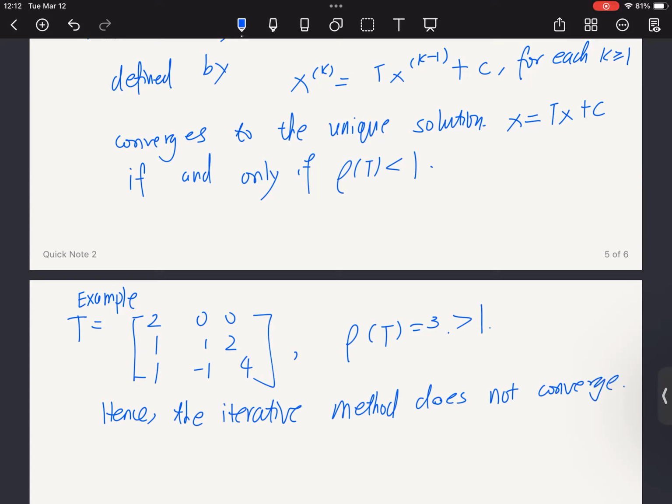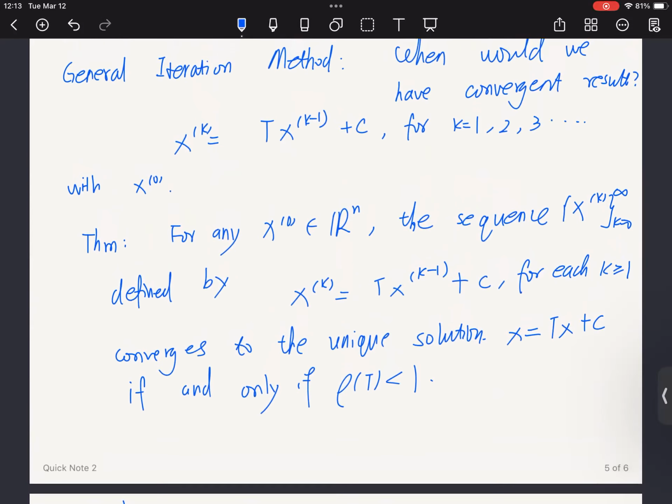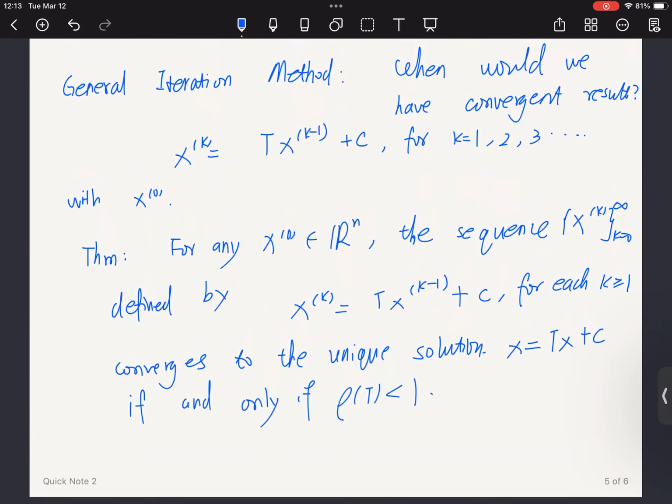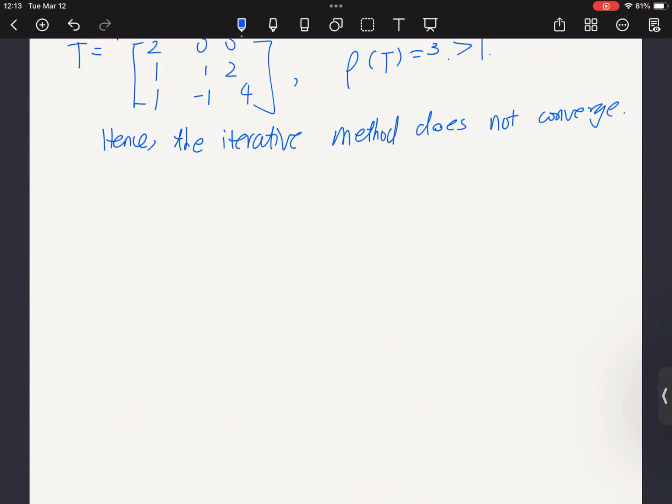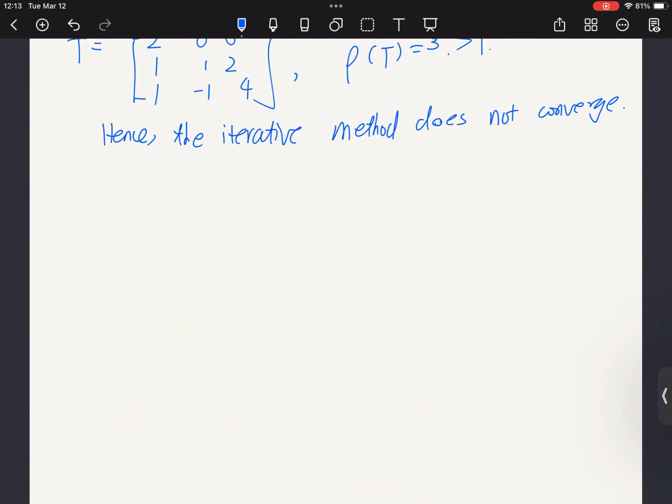And this is how to decide whether an iteration method converges. So this is the theorem here. There is also one corollary, which is part of the final exam proofs, but I will not show you the proof here. The corollary is all about the convergence rate.